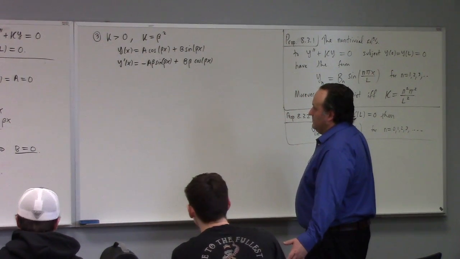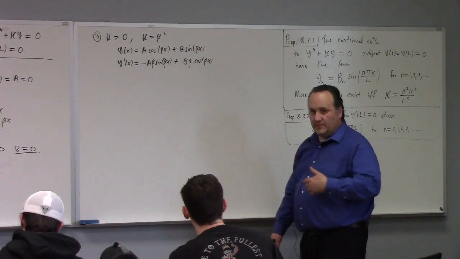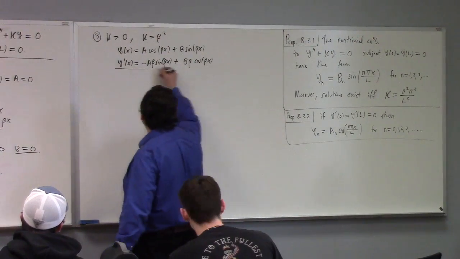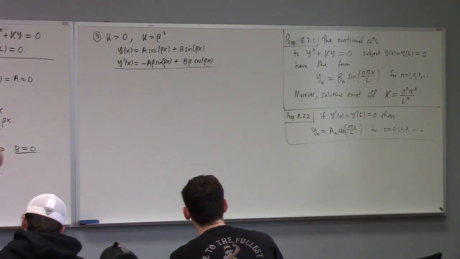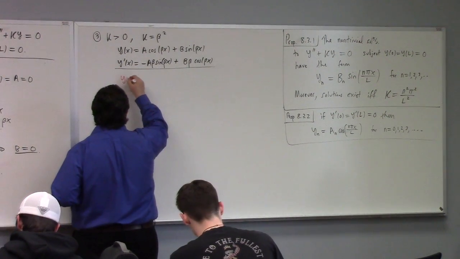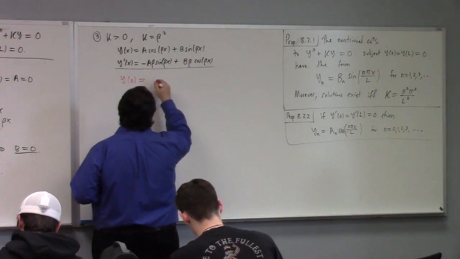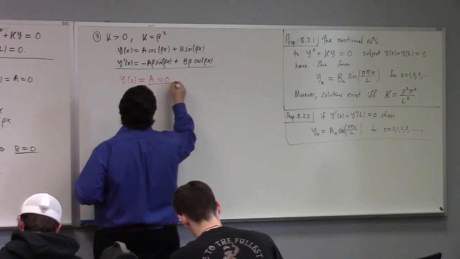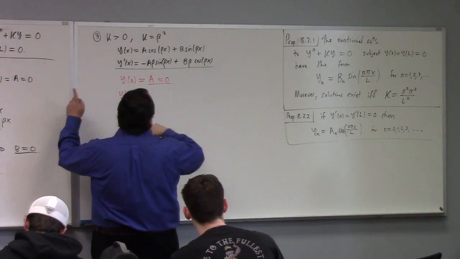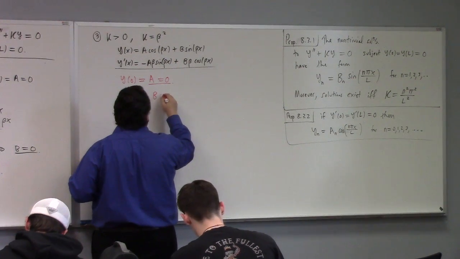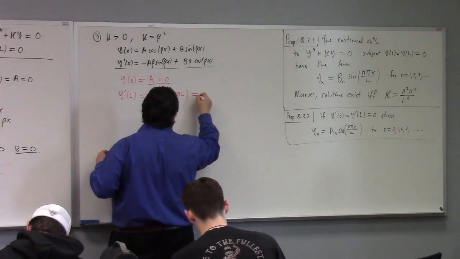All right. Now that we have the general solution and its derivative, let's apply the boundary conditions. y of 0 is 0, but it's also a. Good to know. y prime of L is b beta cosine of beta L, equal to 0.